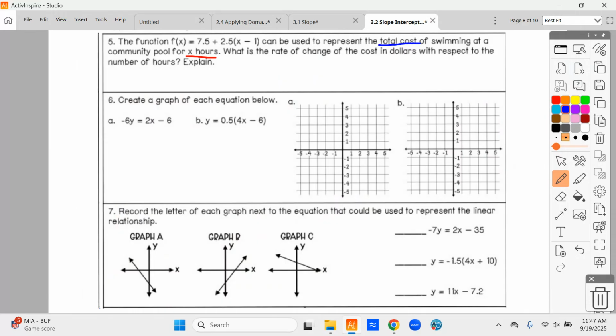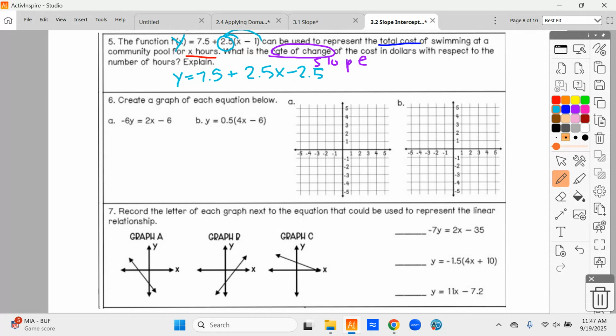What is the rate of change? So rate of change is slope. We're going to write that down. Of the cost in dollars with respect to the number of hours. Explain. So we really need to just solve for y, which you don't see a y, but f of x and y are the same thing. So I have y equals 7.5 plus, and I'm going to distribute my 2.5 out. So 2.5x minus 2.5.